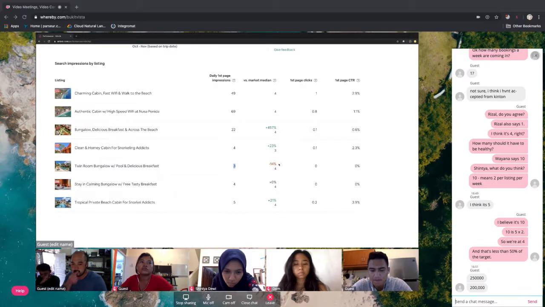But in general, for these 3 properties, Charming Cabin, Authentic Cabin, and Bungalow, they're doing pretty good. They're getting 5 times more visibility than median properties. These last 4 properties are not doing so good. They're getting far fewer impressions than any of the other ones. So once again, this is what we're trying to understand about what Superhost means.